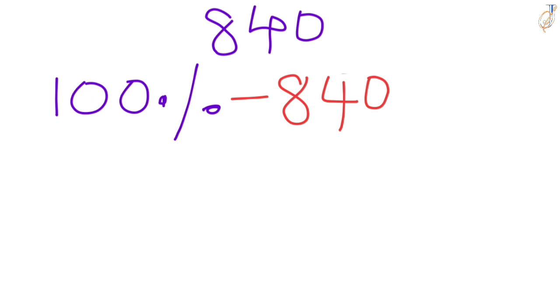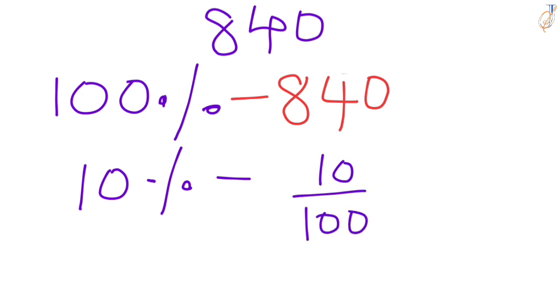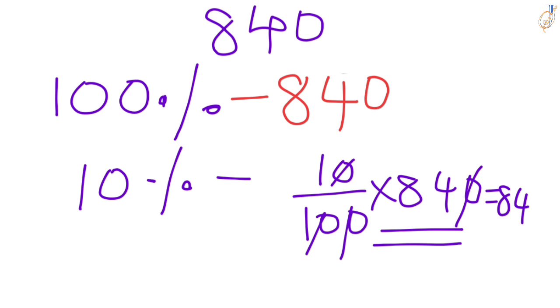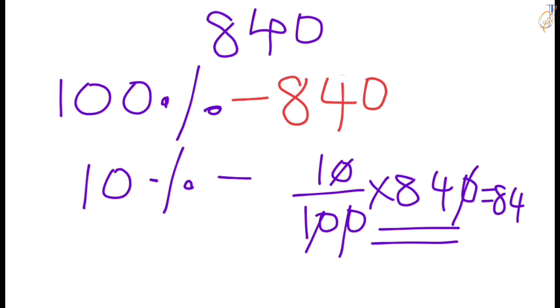Now what is 10% of 840? Usually what are you going to do? 10% means you are doing 10 divided by 100 times 840. You are cancelling here and here and here and here. You will get the value 84. But this process takes a long time. We should not follow this. Then how to calculate much faster?